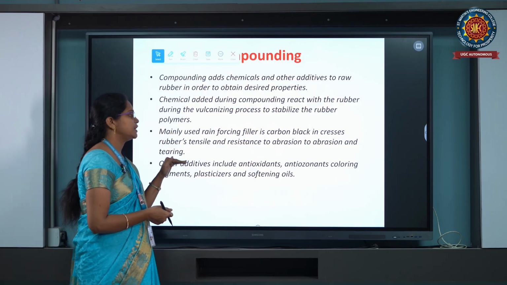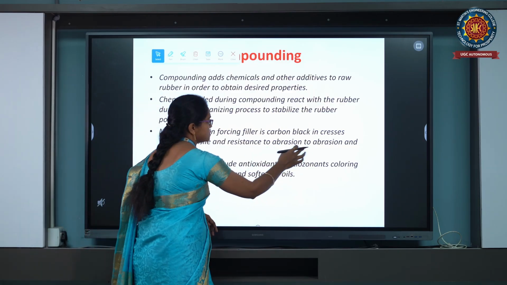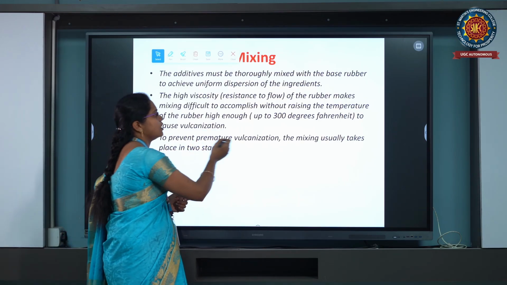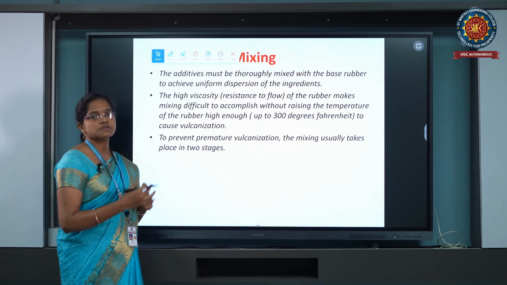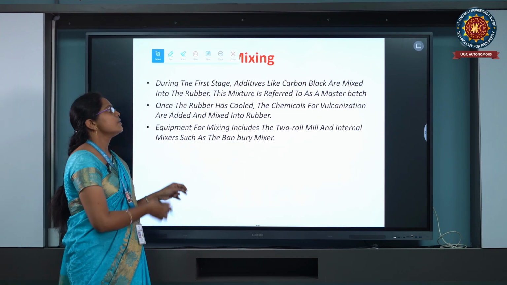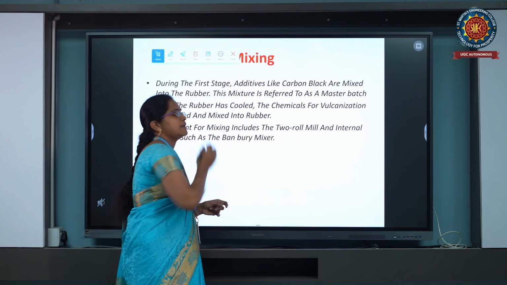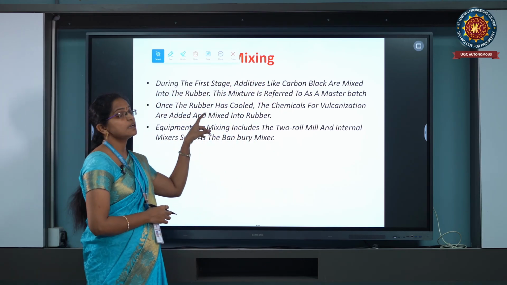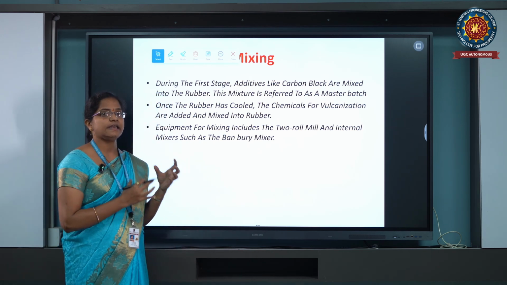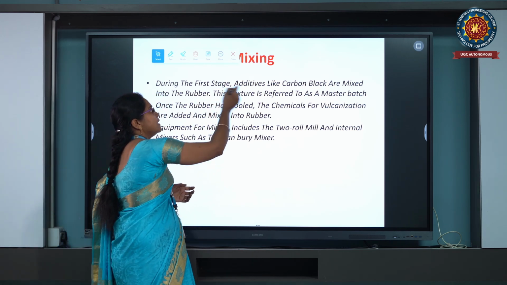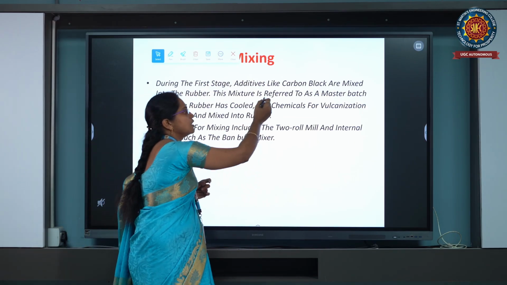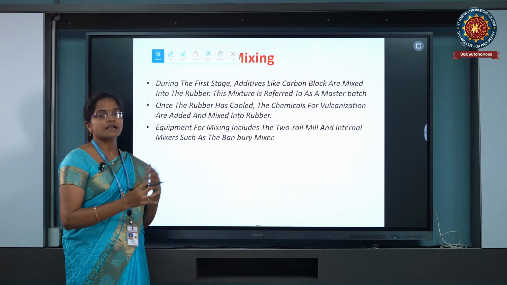The additives include antioxidants and antiozonants, which prevent degradation during vulcanization. Mixing takes place in two stages. First, add the carbon black and mix the additives. After that comes the heating process, where we generate heat in the presence of the carbon black. Then cool it down and mix in the carbon black.